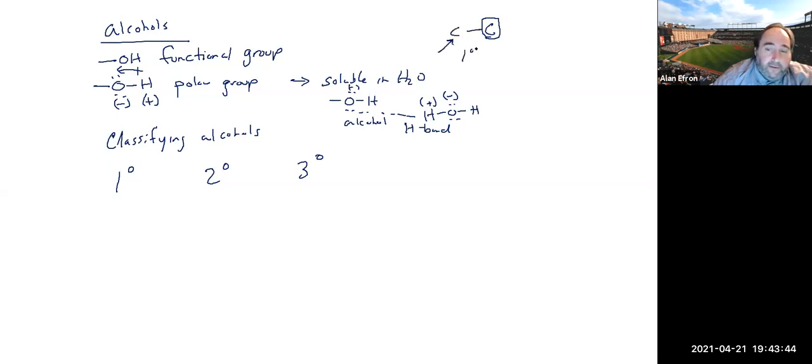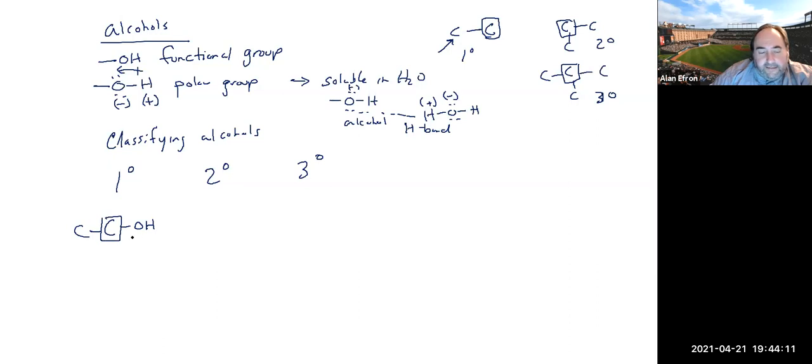So 1 carbon would be a primary. If you had a carbon that had 2 carbons directly attached to it, it'd be a secondary. If you had a carbon that had 3 carbons directly attached to it, that would be a tertiary. Alcohols kind of work the same way. If you have an alcohol, like an OH group, where the carbon that has the OH group attached is attached to 1 other carbon, that would be a primary alcohol.